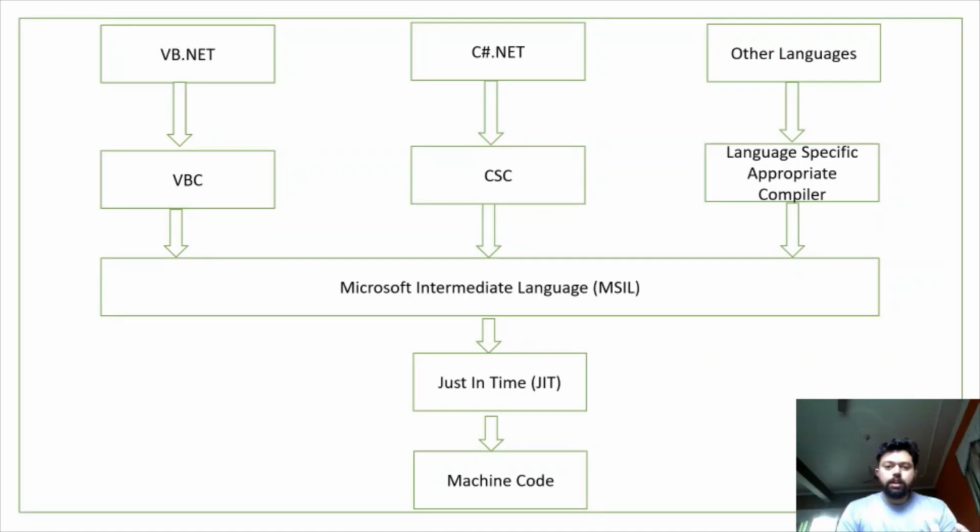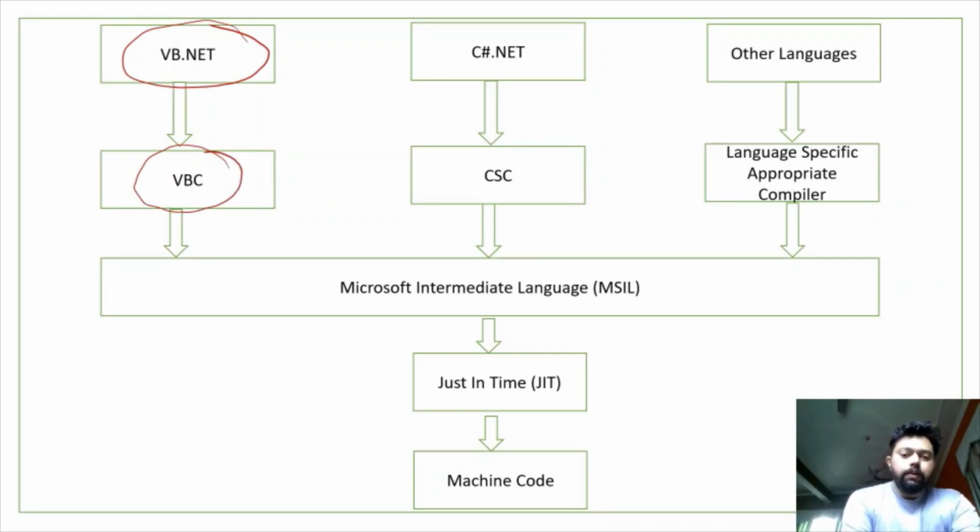So this is the representation of the compilation process in a diagram. For compiling any language, we require a compiler. For example, if we are using VB as a language, I require a compiler to compile that particular language. The compiler name is VBC, the Visual Basic Compiler. So this is a compiler.